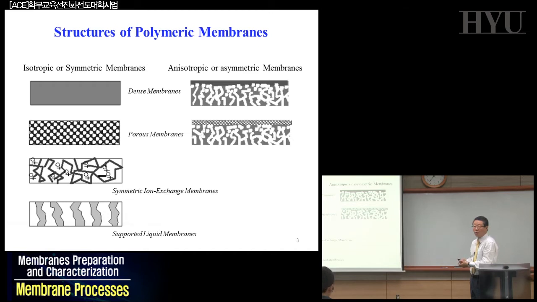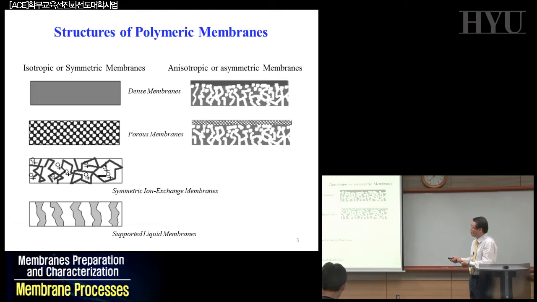So Loeb and Sourirajan tried to make an effectively thin film on the surface, with a support on the bottom made of the same material. This is what they call the Loeb-Sourirajan asymmetric membrane formation.